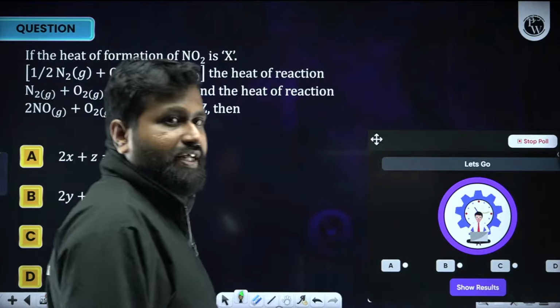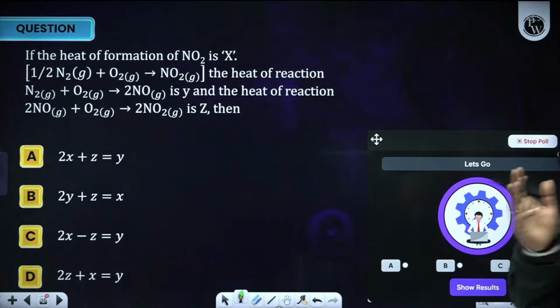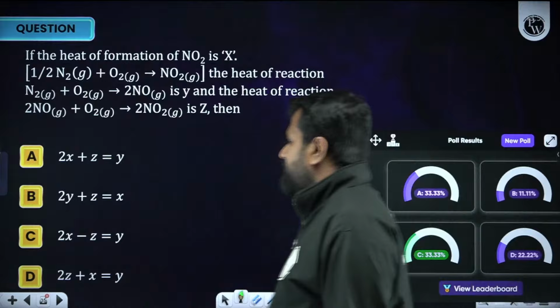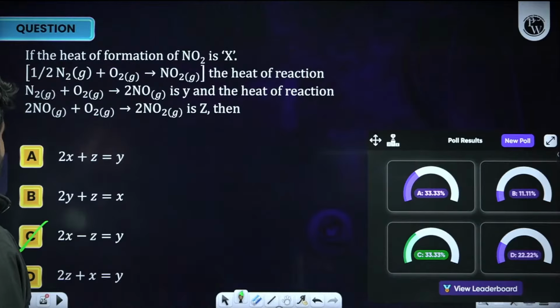What is the answer we are getting? D. How we will be getting D? The correct answer will be option C. Right? So how can I form NO2 from these two equations?